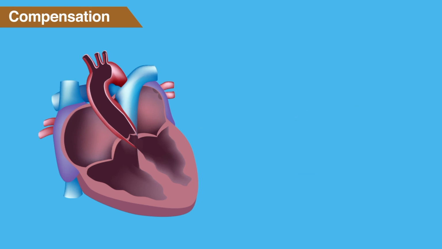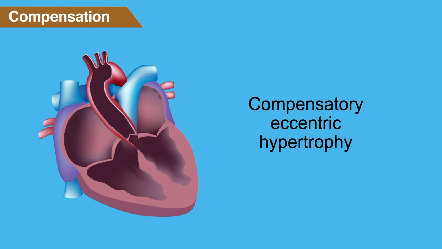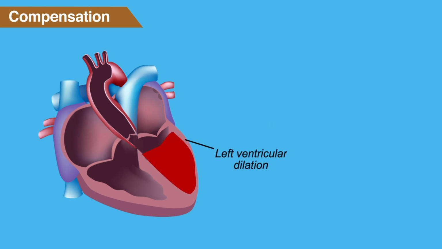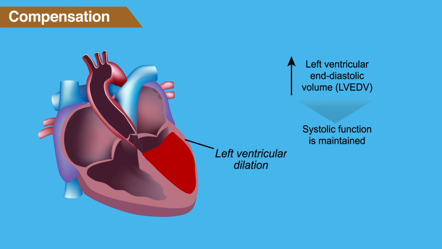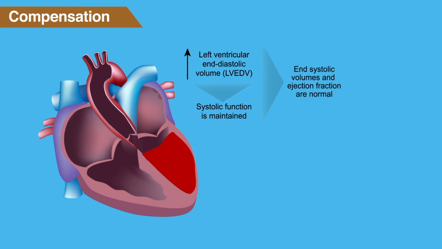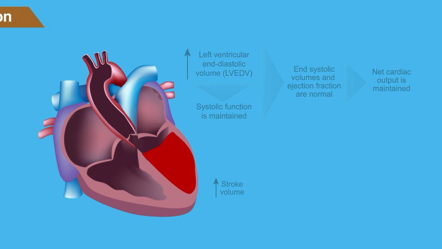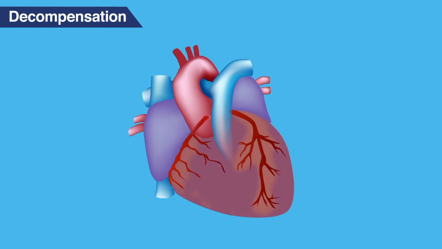This volume load results in a compensatory eccentric hypertrophy, which causes left ventricular dilation and increases the left ventricular end diastolic volume. During this compensatory phase, the left ventricular diastolic volumes are increased, but the systolic function is maintained and end systolic volumes and ejection fraction are normal. Net cardiac output is also maintained because the dilation of the ventricle leads to an increase in stroke volume, which compensates for the regurgitant volume. This compensation may be effective for years or even decades.